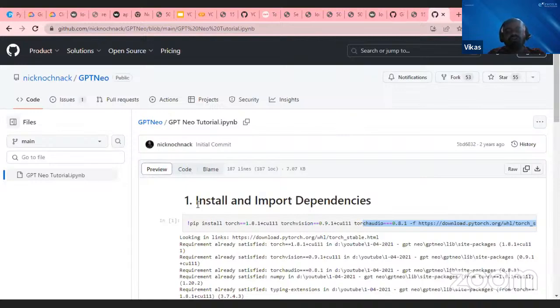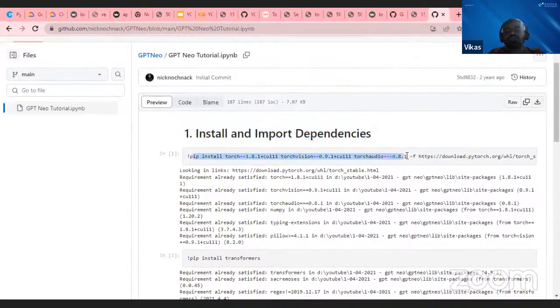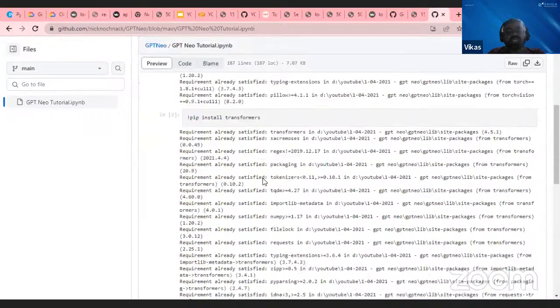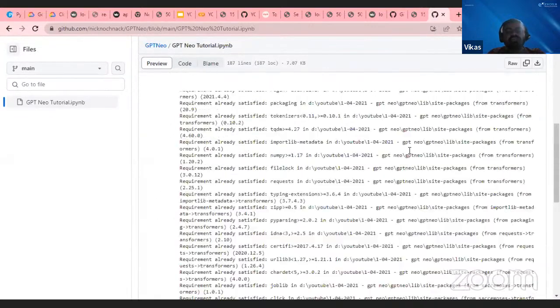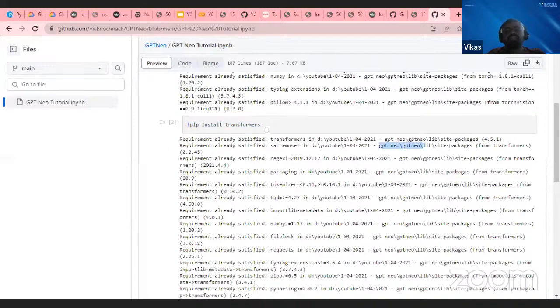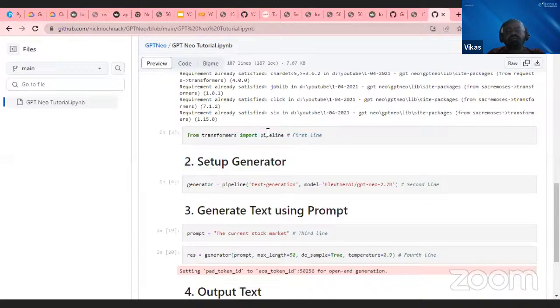So what we have to do is first we install the dependencies. That dependency I have installed using this pip install torch, torch vision, torch audio from this link. Then I am installing transformer because we need a transformer model. Then this transformer model will install this GPT Neo, guys. And from this model, I will be installing pipeline. From transformer, I am installing pipeline.